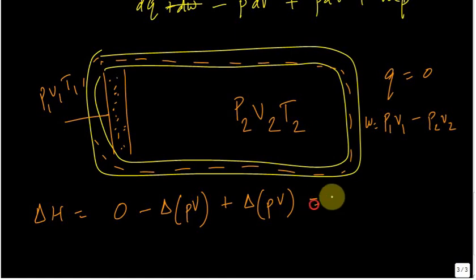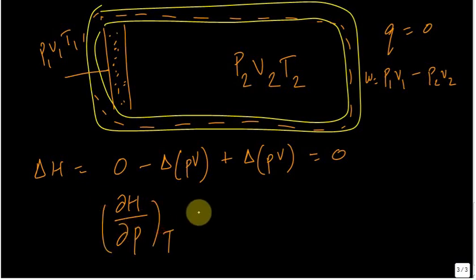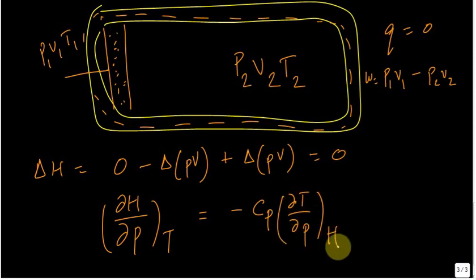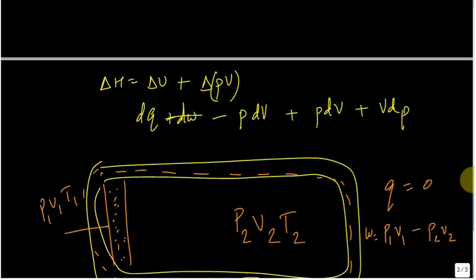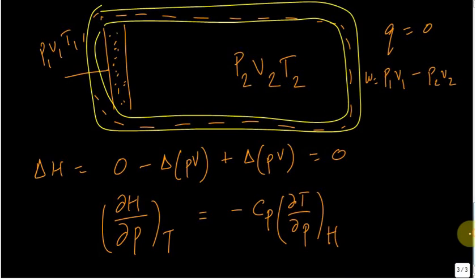Okay, so this is what I get, this equal to 0. If I get that equal to 0, then how do I write that? del H by del P at constant temperature would be equal to minus Cp times del T by del P at constant enthalpy. Correct me if I'm making any mistake. That's what I would get, I guess. No, whenever I do these mental calculations, I get into trouble. Right. Okay.